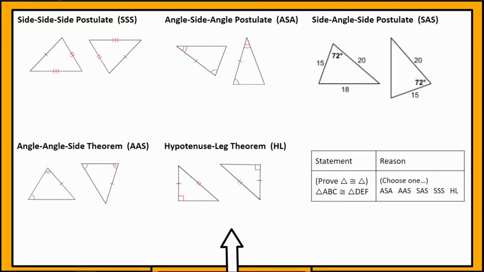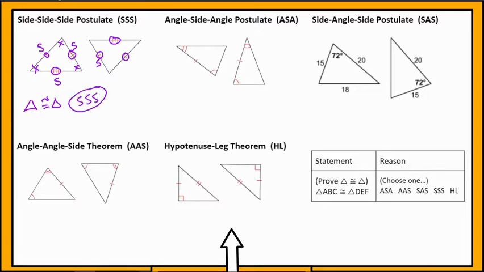So if I see a triangle that looks like the first one, I can say that this side matches that side. This side matches this side, and this side matches that side. So I did not use any angles. So I would say that the triangles are congruent by the side, side, side postulate.